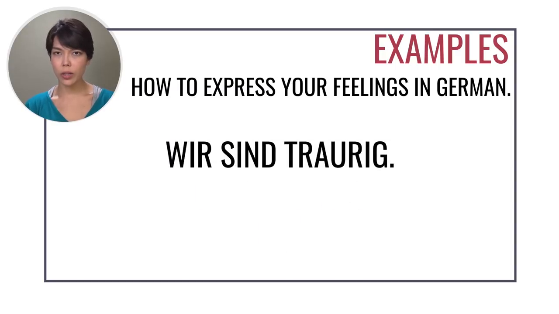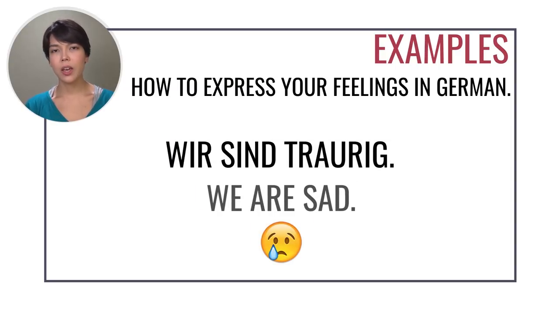Wir sind traurig. We are sad. Here we have the word wir, meaning we, followed by sind, a conjugated form of the verb sein, to be, and the adjective traurig, sad. So altogether it means we are sad.